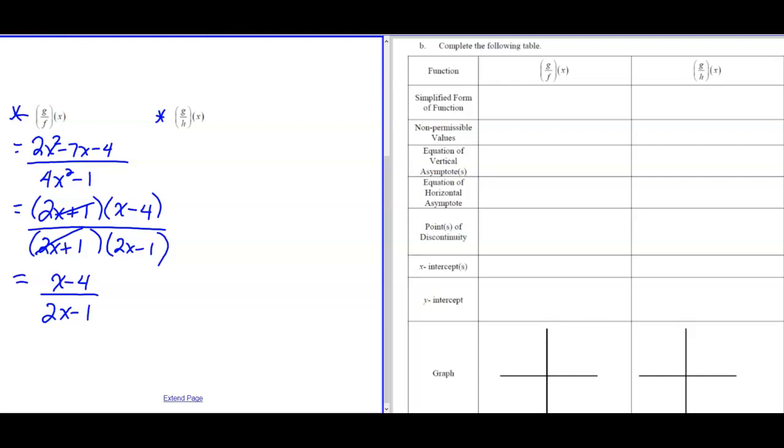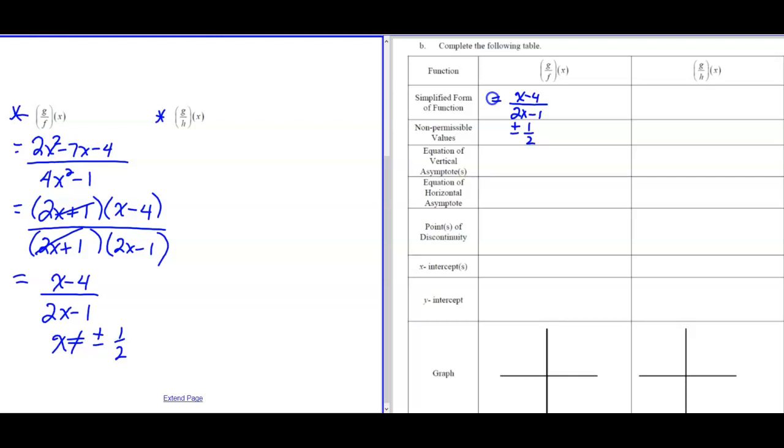So simplified form, we've done that already. So x minus 4 over 2x minus 1. The non-permissible values, remember, you look back to your factored form. So plus or minus 1/2. Now I'm just going to list them like that because it asks for non-permissible values. Sometimes if it's in the expression there, we would say, so over here, I would say x cannot equal plus or minus 1/2. You don't just write down plus or minus 1/2 there, right? But in here, we're prompted by that.